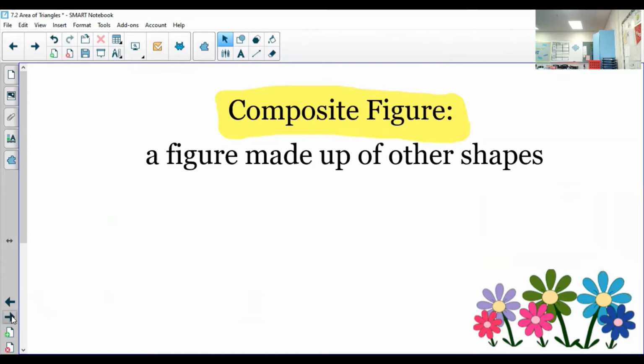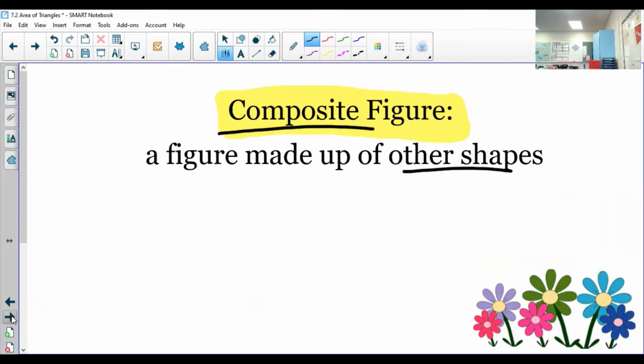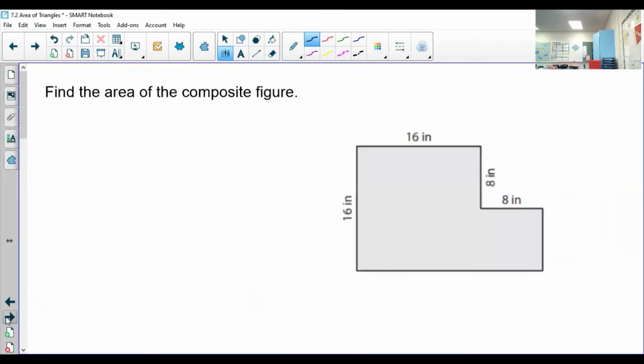Okay, this is a term you need to know. A composite figure. And basically what is it? It's a figure made up of other shapes. So let me show you what I'm talking about. Okay, we've got a shape like this. It says find the area of the composite figure. You're like, what? How would I figure out the area of this? Well, I've given you two area formulas, right? The area of a parallelogram or rectangle is area equals base times height. And then the area of a triangle is base times height divided by 2.